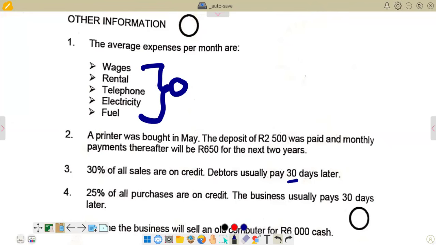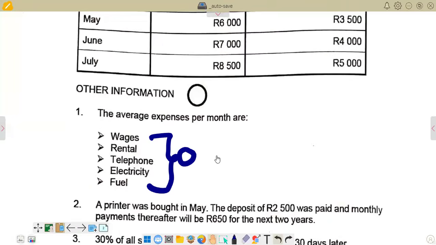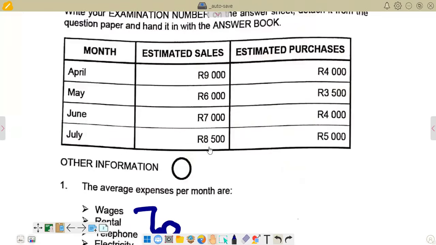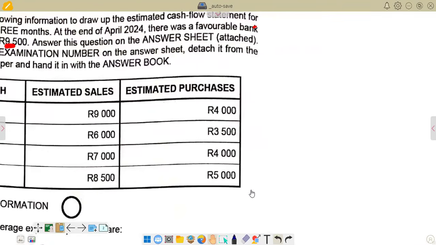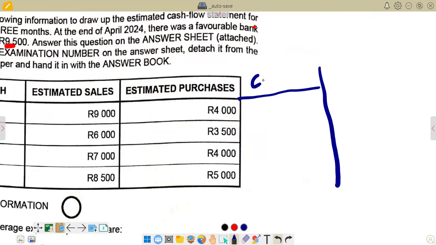So we go to the information that we are given. We are told that it's 30% credit sales. So we are just going to calculate credit sales and cash sales for each and every month. Maybe we can make an extension here, where we start with our credit sales, and then we have our cash sales here.